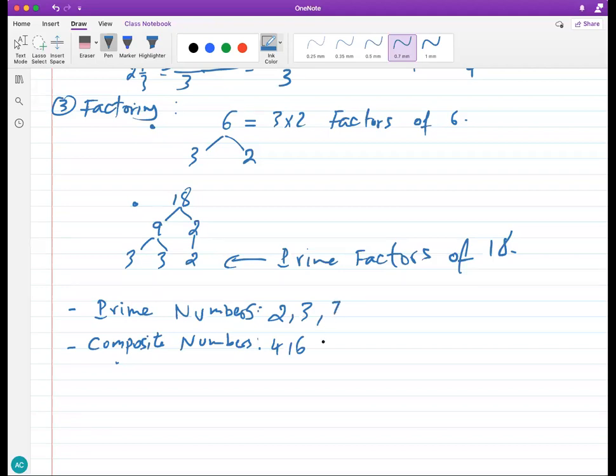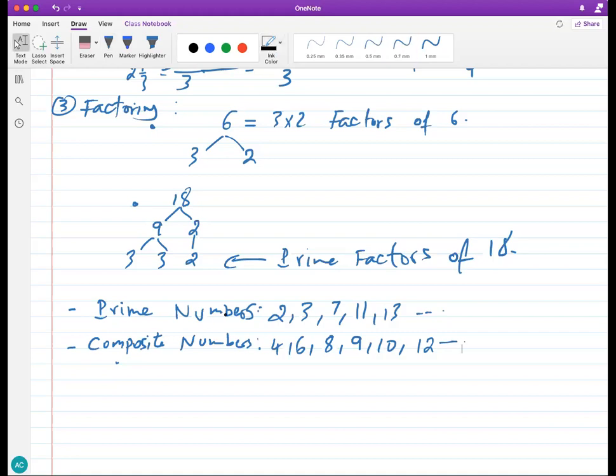Then we have 8. 8 is composite. That's right. 9 goes here, you can break it down. Then we have 10, and 11 is prime. That's right. 12 is prime or composite? Composite. What about 13? It is prime. That's right, 13 is prime, and so on.